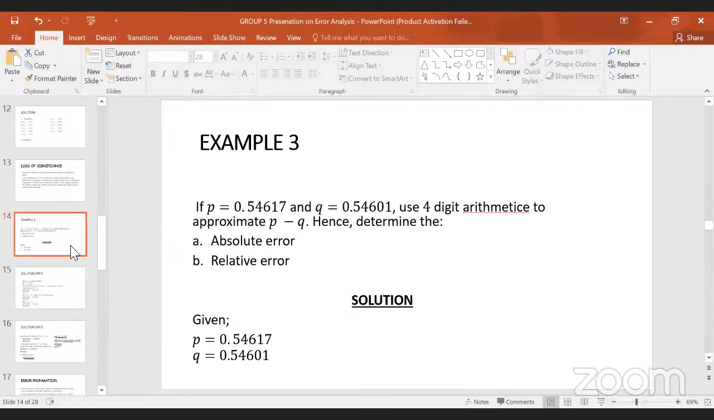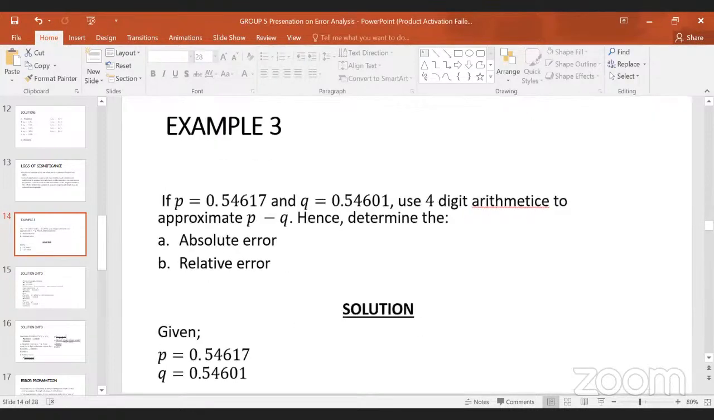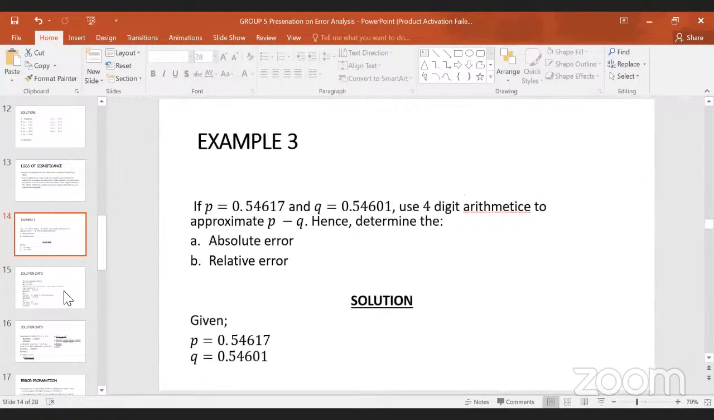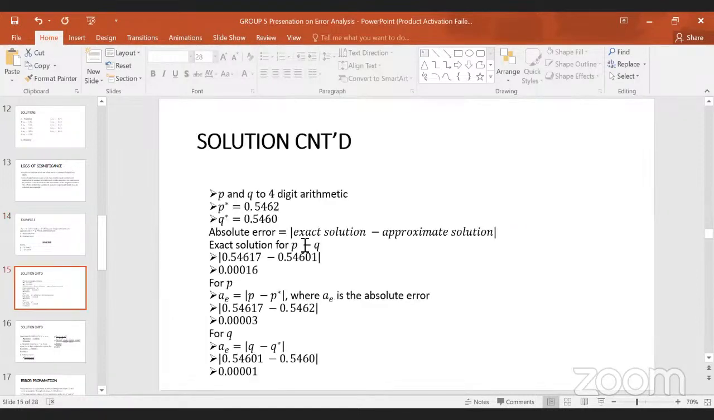Okay, so if this is this, determine the absolute and the relative error. Now you are given that P equals this, Q equals this, right? Next slide. So you have P and Q to 4 digits is this. So that's the approximation. Then the absolute error: did you calculate the absolute error for Q and the absolute error for P?